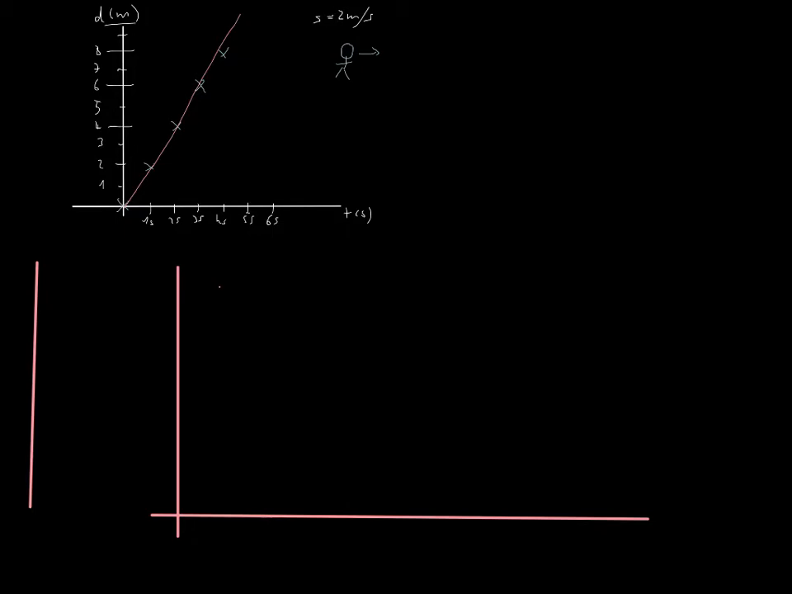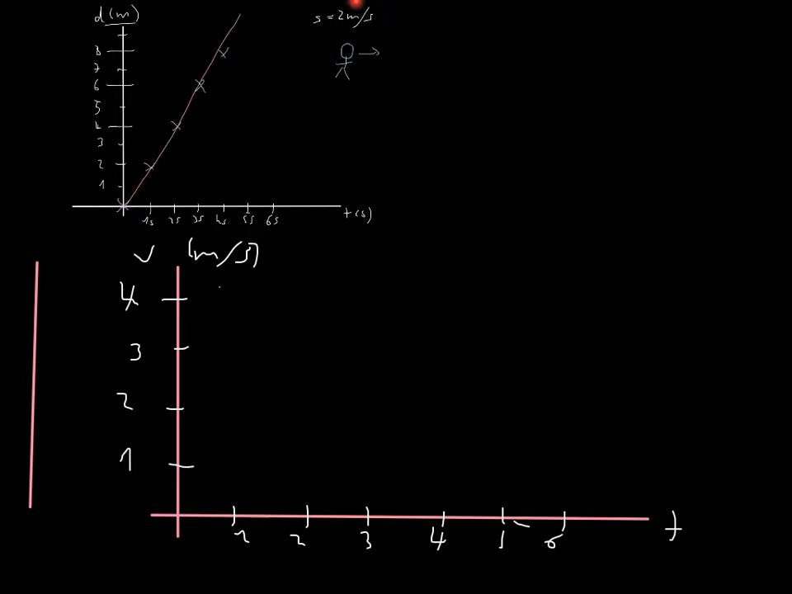And I'm going to do the same thing. So this is the time, and in this case, this is the velocity. So 1, 2, 3, 4, 5, 6 seconds. So 1 second, 2 seconds, 3 seconds, 4 seconds, 5 seconds, and so on. And here we have 1 meter per second, 2 meters per second, 3 meters per second, and so on. So this is in meters per second. Okay, so now let's draw this.